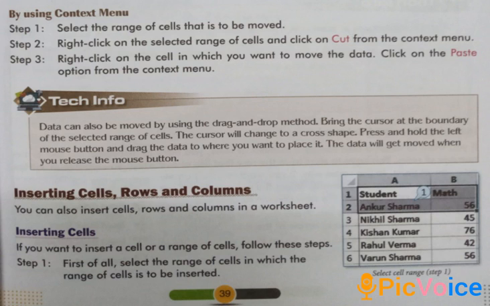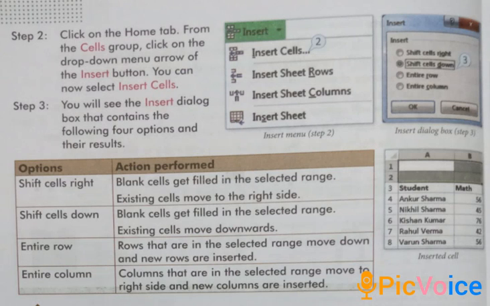Inserting cells. If you want to insert a cell or a range of cells, follow these steps. Step 1. First of all, select the range of cells in which the range of cells is to be inserted. Page number 40. Step 2. Click on the Home tab from the Cells group. Click on the drop-down menu arrow of the Insert button. You can now select Insert Cells.